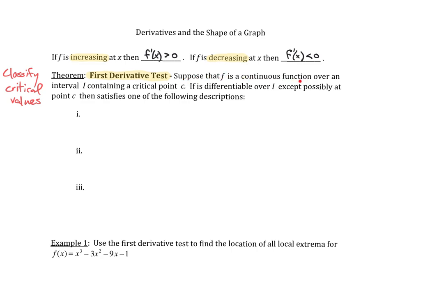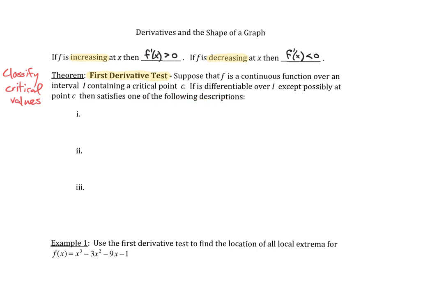Okay, cool. So the first derivative test tells us the following. Suppose that f is a continuous function over some interval I containing the critical point c. So remember, we're not saying that the function needs to be differentiable because critical points can be points where the derivative doesn't exist, such as absolute value, or when you have a cusp. So all we need is continuity. If it is differentiable over the interval, except possibly at that point c, so now we really are saying we want it to be differentiable, just not at the critical value, then it satisfies one of the following descriptions.